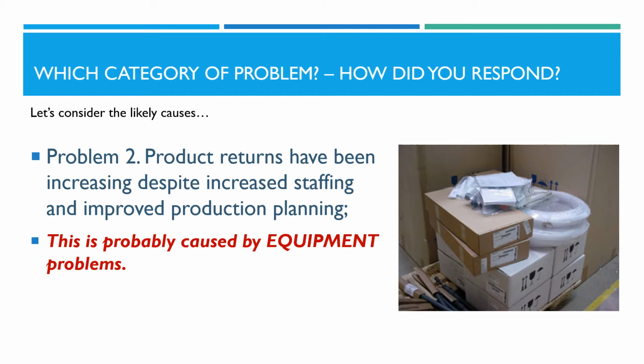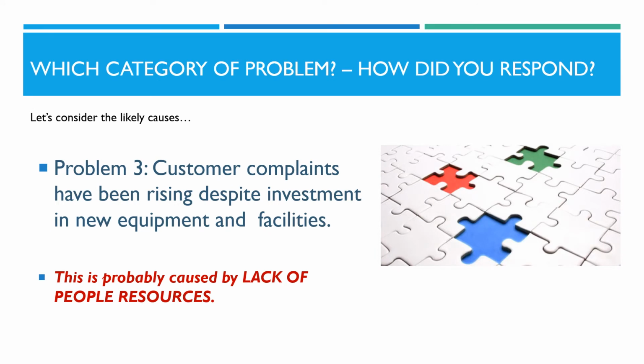We think this is probably caused by equipment problems, where the equipment and possibly plant layout have not been planned to accommodate the deployment of new staff. However, we do need to research the situation in some detail to be sure on the causes. And what about this problem, where complaints from customers have been rising, despite investment in new equipment and facilities? This is probably caused by lack of people resources. It is likely that the company has expanded through new plant and new equipment, but has not acquired the human resources to enable the expansion.